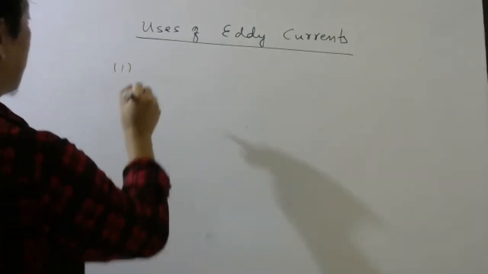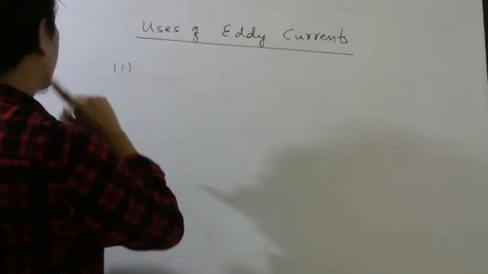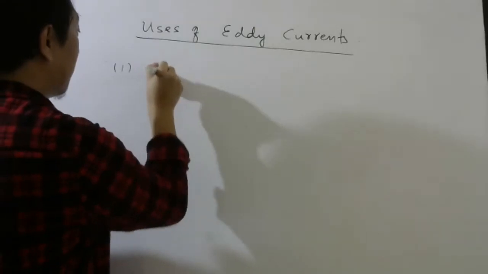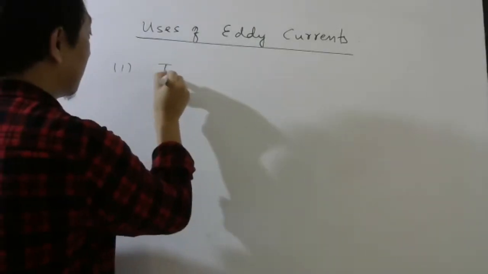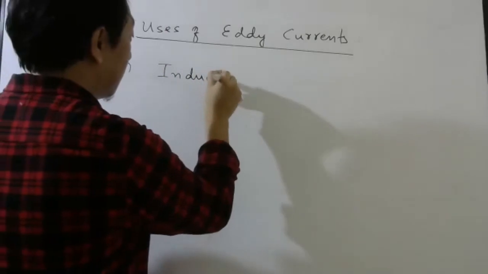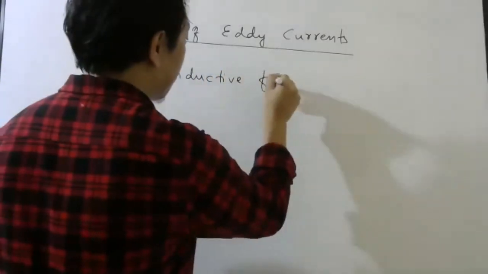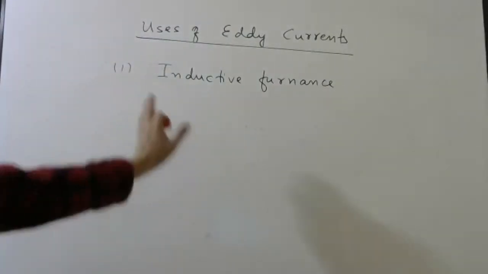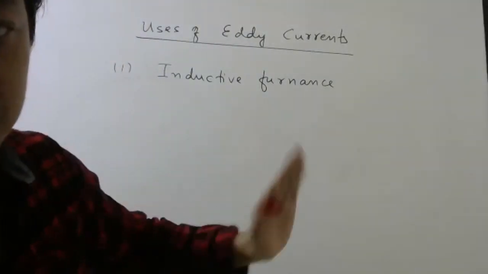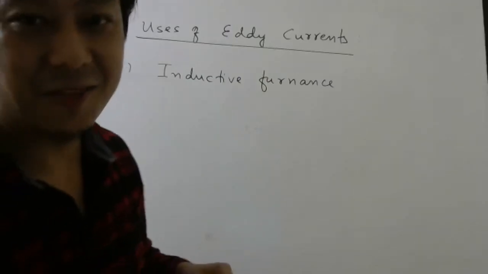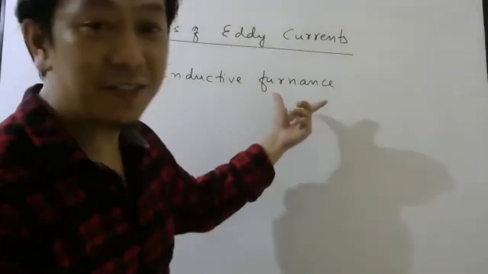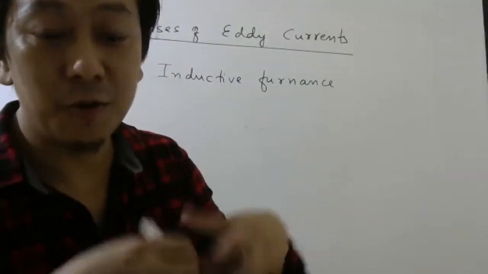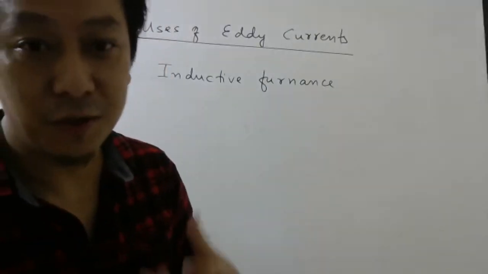The first one is what we call magnetic inductive furnace. Inductive furnace. So only this much you have to write in the exam. No need to explain. But I will explain it so that you understand. Furnace means what? Furnace is a place where you produce heat. Where you produce heat, right?